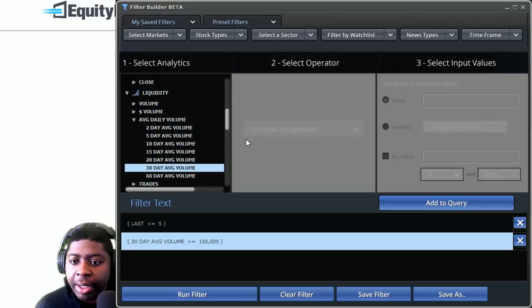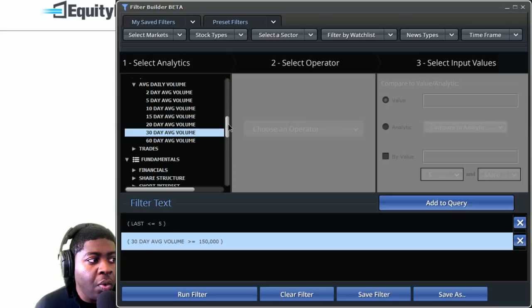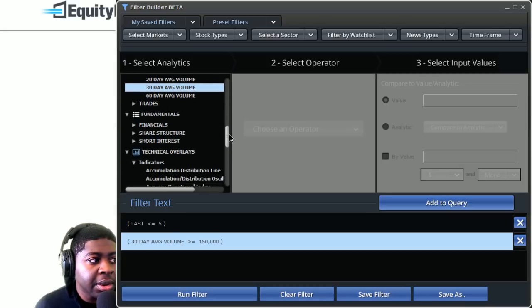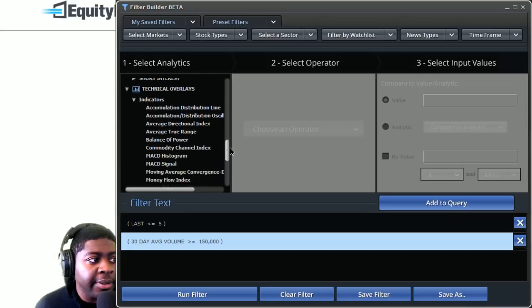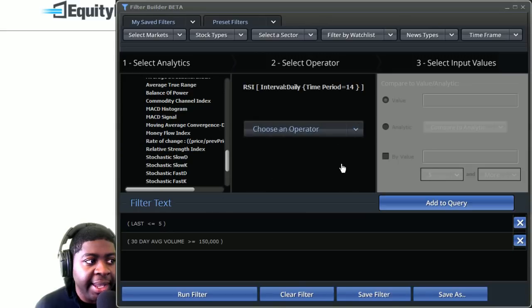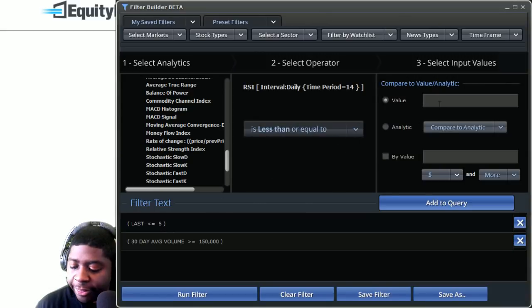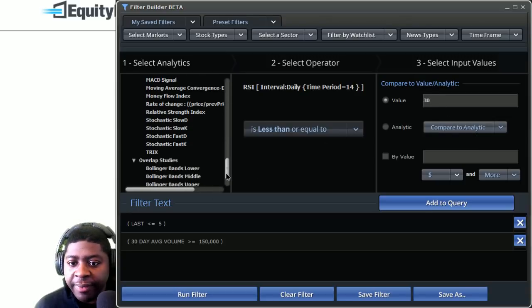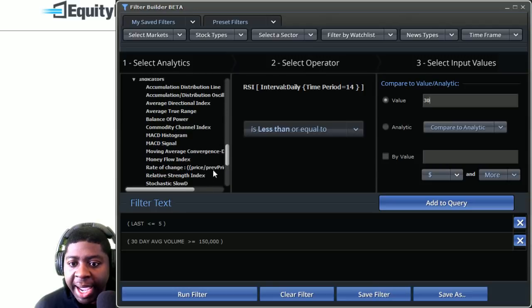And now I only want stocks low on the RSI. So here's the relative strength index. I only want stocks that are trading very low on the RSI, less than or equal to 30. So again, we've highlighted the relative strength index is less than or equal to 30. We're going to add that in there.